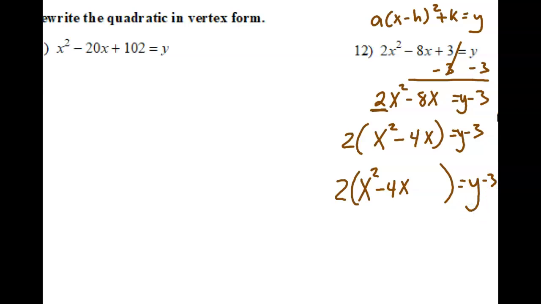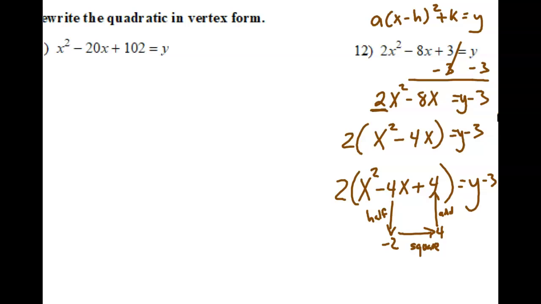I'm going to take this number here in the middle, the negative 4. And the first thing I'm going to do is I'm going to take half of it. Now half of negative 4 is negative 2. And then I'm going to square it. And that means I'm going to multiply it by itself. What's negative 2 times negative 2? Well, that's 4. And then I'm going to add it in right there. So half, square, and add. So I'm going to add a positive 4 right in there. And that's what we call completing the square.